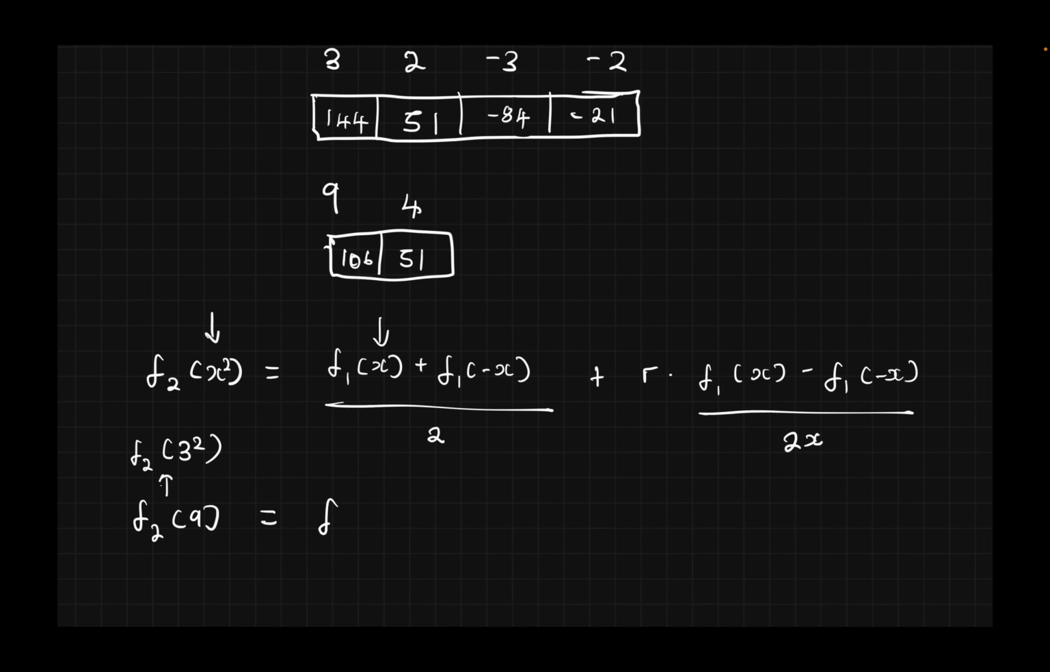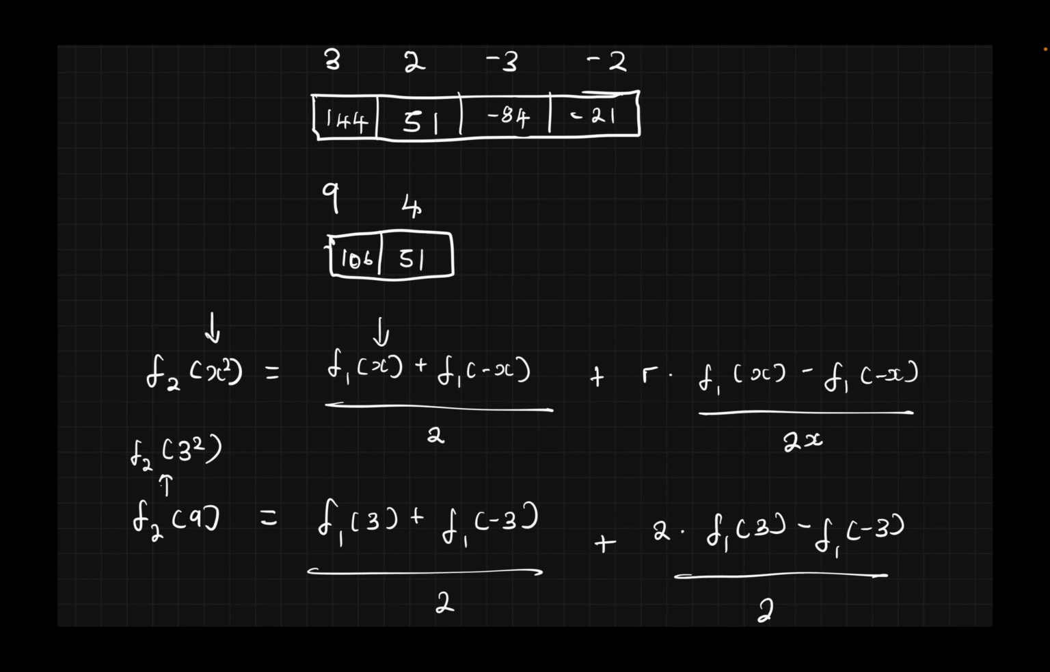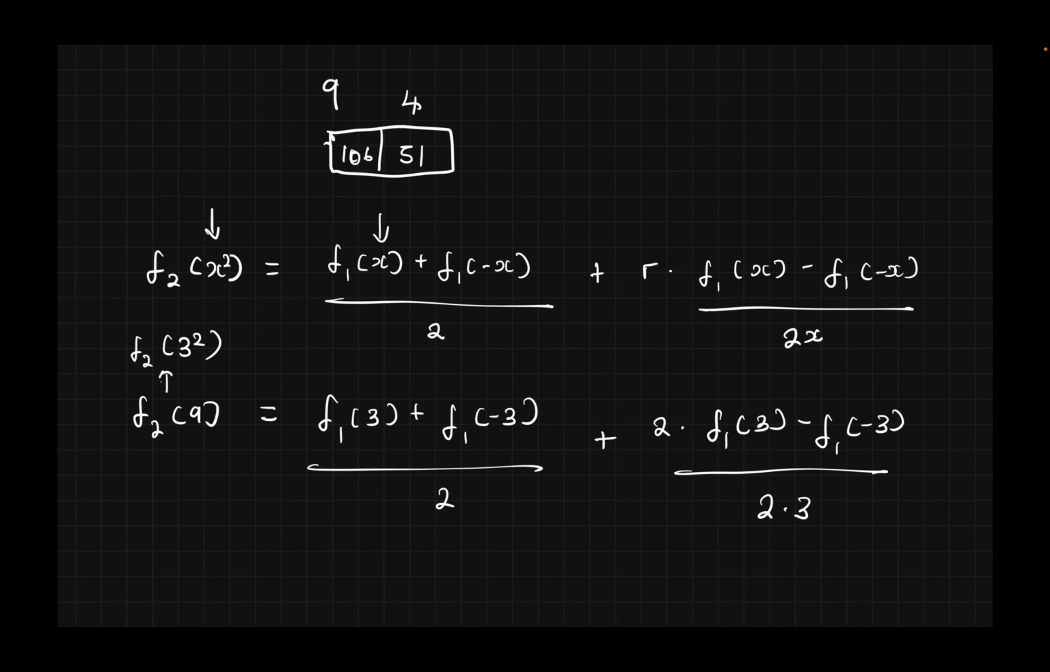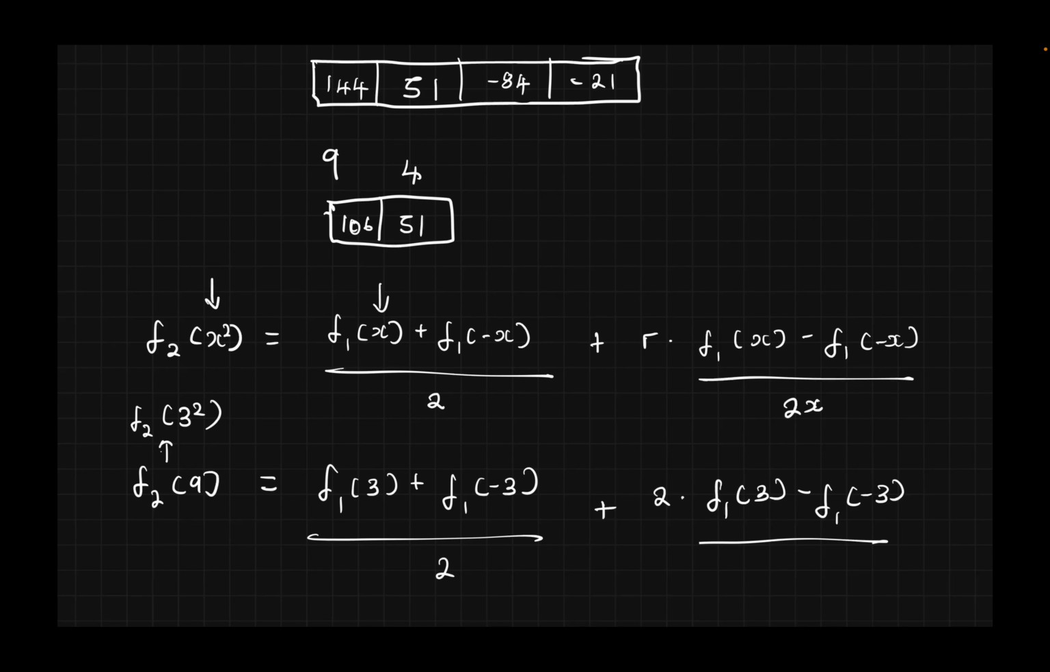So we're going to do F1 of 3 plus F1 of minus 3, divided by 2, plus R, which was 2, times F1 of 3 minus F1 of minus 3, divided by 2 times 3, which is divided by 6. Is it 3 or 2? X is 3. And it's 2x. I thought you were doing odds and ends. What do you mean? I'm just using this formula here.